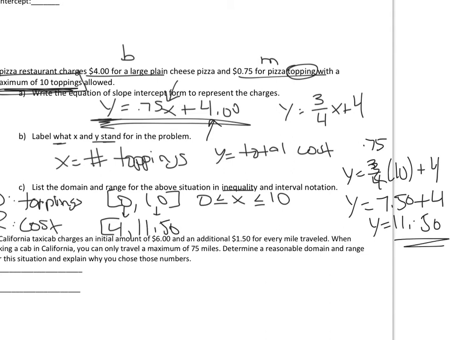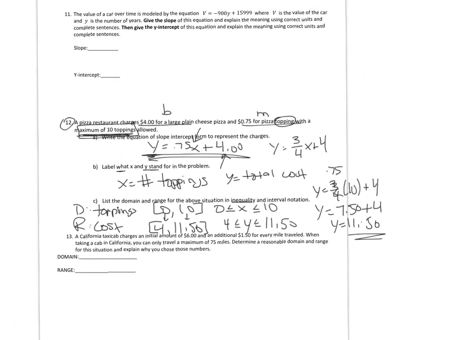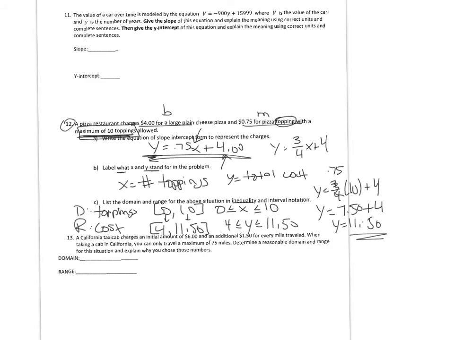That's the max I can pay, because I'm not getting 11 toppings. It is in my interval, so I put the bracket. Then I do, not 0, sorry. We're talking about cost here. So it's going to be the lowest is $4. We're talking about the y value. And the highest is $11.50. Okay, if you can do this problem, you can do both 11 and 13.